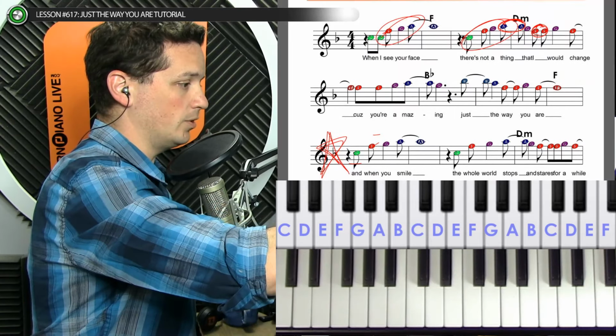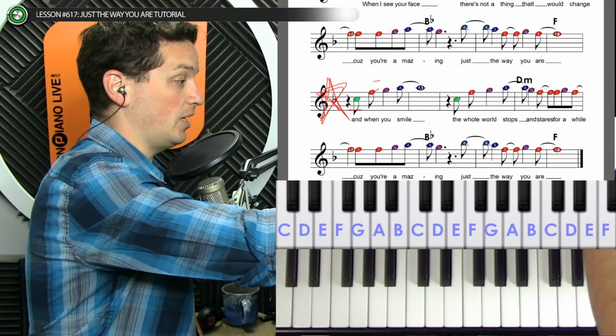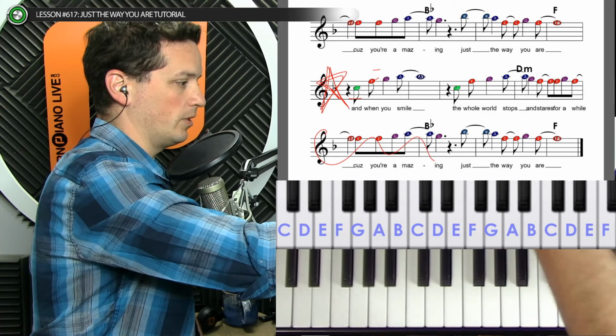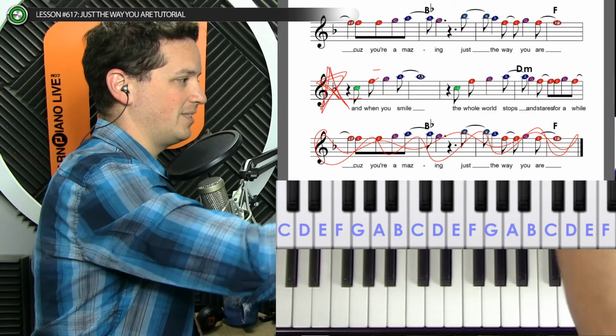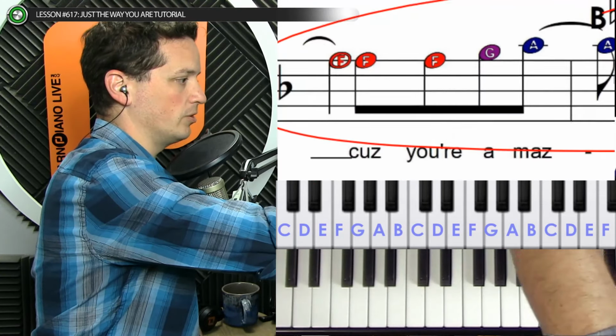And when you smile, the whole world stops and stares for a while. It's pretty much the same thing as when I see your face. There's not a thing that I would change. Then, because you're amazing just the way you are, these notes are literally, you don't even have to practice those because those are literally the exact same thing as these ones here. So we're about to learn those.